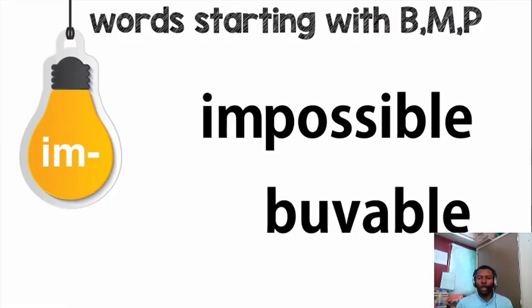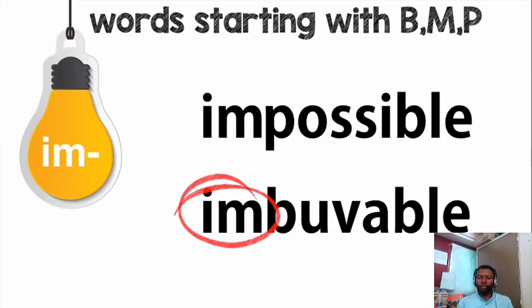For example, the word buvable. Pronounce it. Cindy, pronounce the word. Okay, buvable means drinkable. Now, if you add im, it becomes imbuvable, undrinkable. It's water that you cannot drink. All right. So does it make sense? So the im changes the meaning of the word into something else. I think it really makes sense.